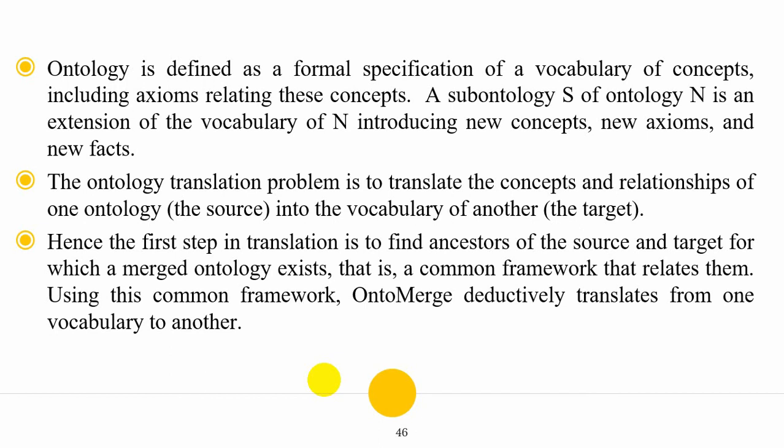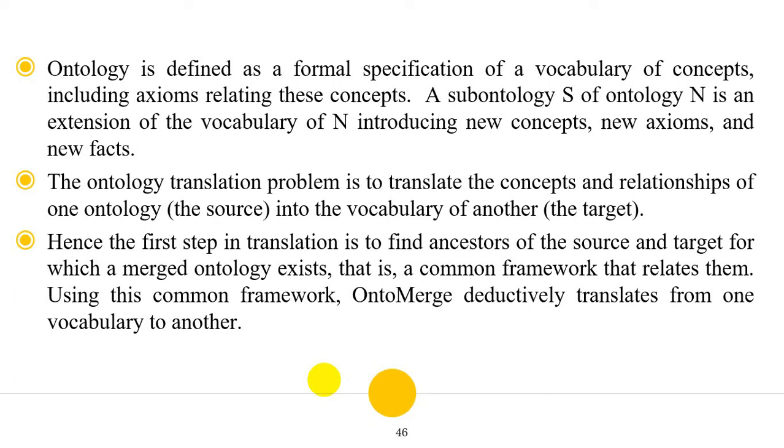So here we have some key concepts in the ontology. An ontology is defined as a formal specification of a vocabulary of concepts, including axioms relating these concepts. A sub-ontology S of ontology N is an extension of the vocabulary of N, introducing new concepts, new axioms, and new facts. The ontology translation problem is to translate the concepts and relationships of one ontology, which is the source, into the vocabulary of another ontology, which is the target.